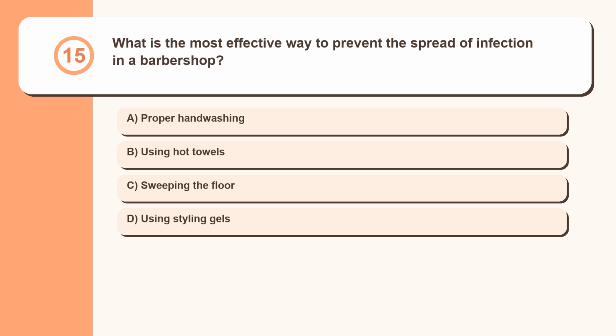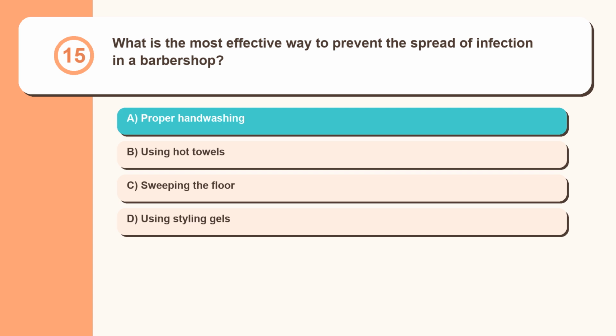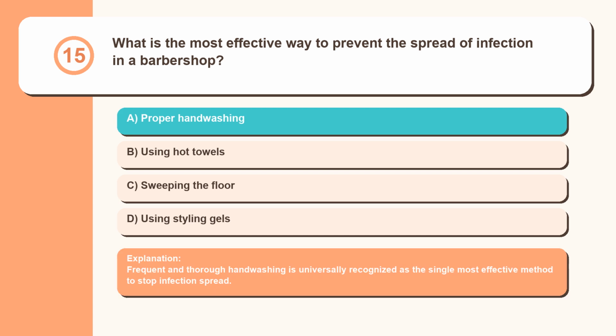Question 15. What is the most effective way to prevent the spread of infection in a barbershop? Proper hand washing, using hot towels, sweeping the floor, using styling gels. Frequent and thorough hand washing is universally recognized as the single most effective method to stop infection spread.